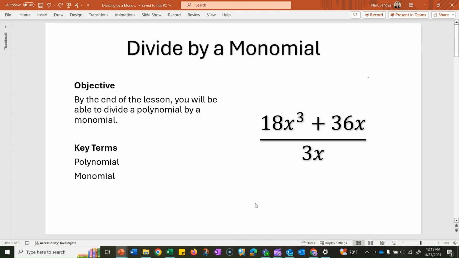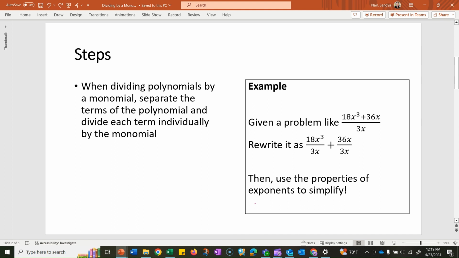So in this video, we're going to talk about how to divide a polynomial by a monomial. When you're dividing polynomials by a monomial, you want to separate the terms of the polynomial and then divide each term individually by the monomial. So if you're given a problem like 18x cubed plus 36x over 3x, you can take this apart and rewrite it as 18x cubed over 3x plus 36x over 3x.